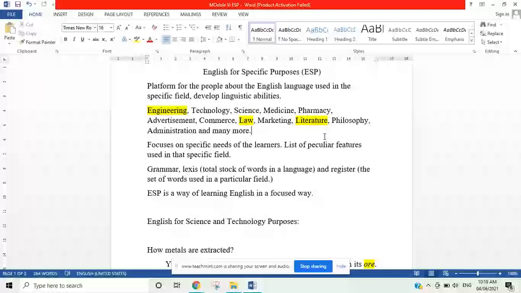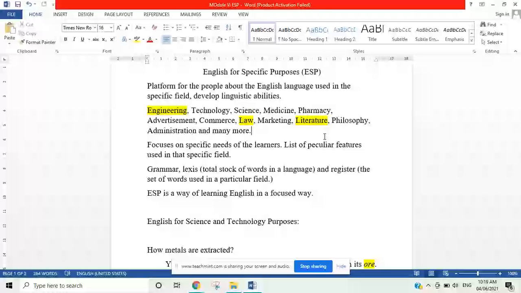ESP, or English for specific purposes, focuses on the specific needs of the learners. It is not designed to give you the knowledge of English used in general or in all the fields. It will fulfill your needs related to the field you are associated with, and provide the list of peculiar features used in that specific field. So all the information and guidelines on the use of the English language in the field the person is interested in will be given in the ESP.